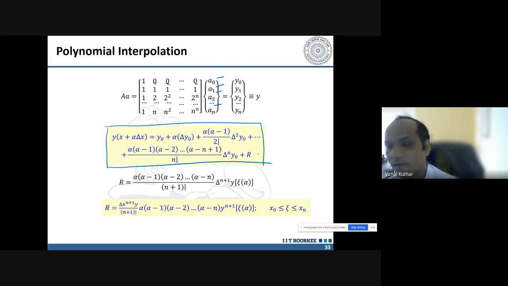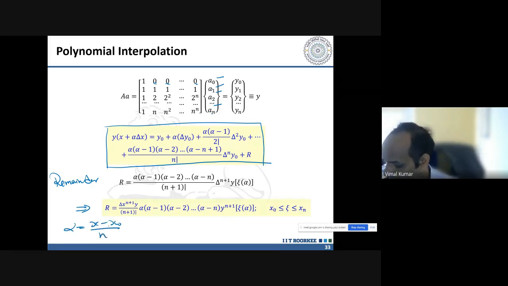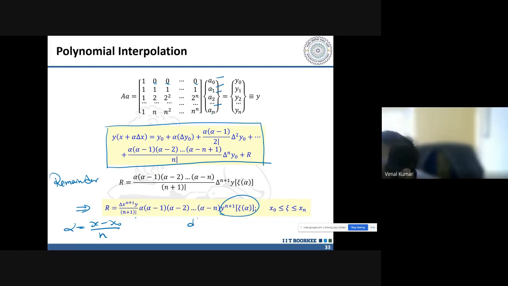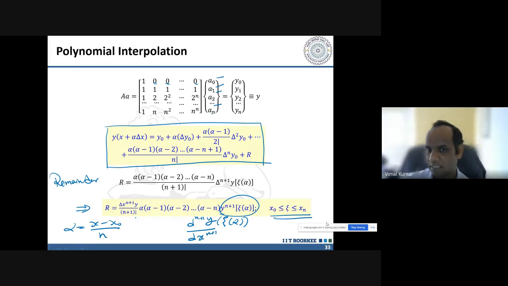Because we will truncate the series somewhere, we have some remainder. So R is the remainder, and we have this remainder equation given by this expression, where we know that alpha is equal to x minus x0 divided by delta x. We have delta x to the power n plus 1 and y to the n plus 1 over n plus 1 factorial, where this y is nothing but the n plus 1 th derivative of y with respect to x. This z is also an argument of the function y, and z varies between x0 and xn, so x0 and xn are the two limits of z.